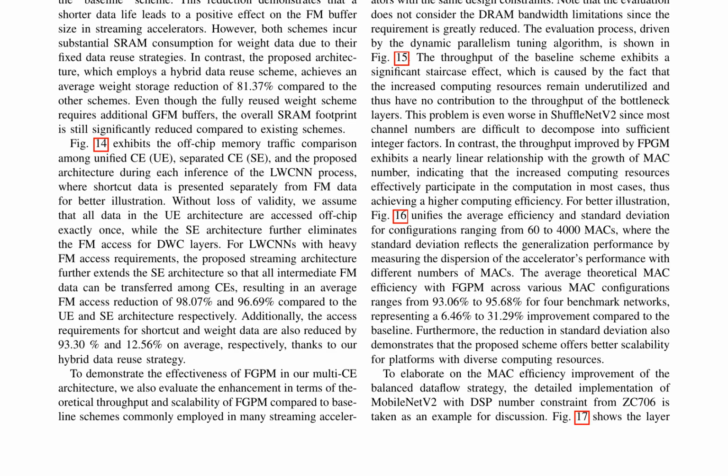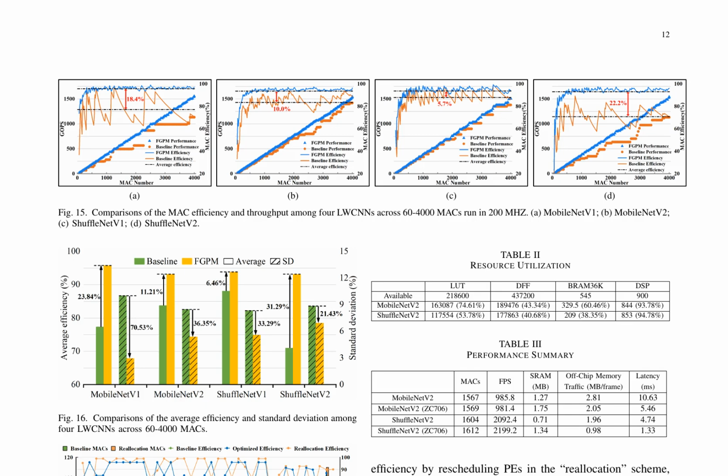theoretical throughput and scalability of the FGPM compared to baseline schemes. The results demonstrate a significant improvement in MAC efficiency, ranging from 93.06% to 95.68% across various MAC configurations, representing a 6.46% to 31.29% improvement over the baseline.